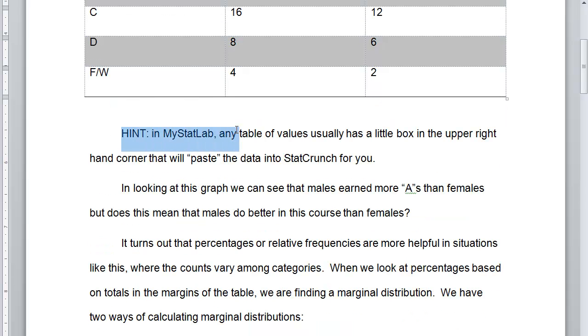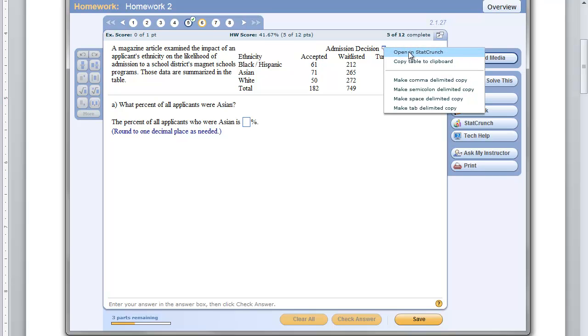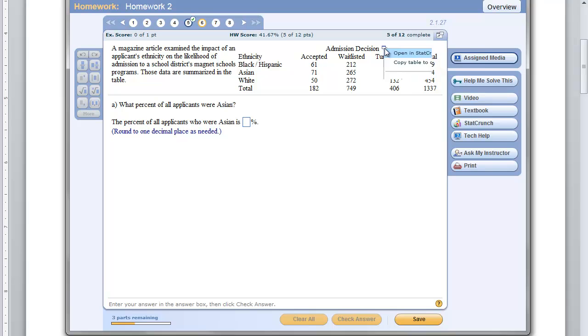Hint, in my stat lab, any table of values usually has a little box in the upper right hand corner that will paste the data into StatCrunch for you. So I was super nice, and if you look right here, in this particular my stat lab question, if you click on it, this will open in StatCrunch. Alternatively, you could copy it to a clipboard and just paste it into StatCrunch, but a lot of homework questions are going to look like this, right? So you just look for that little box and the open StatCrunch option, and then you don't have to type all of this stuff in there.